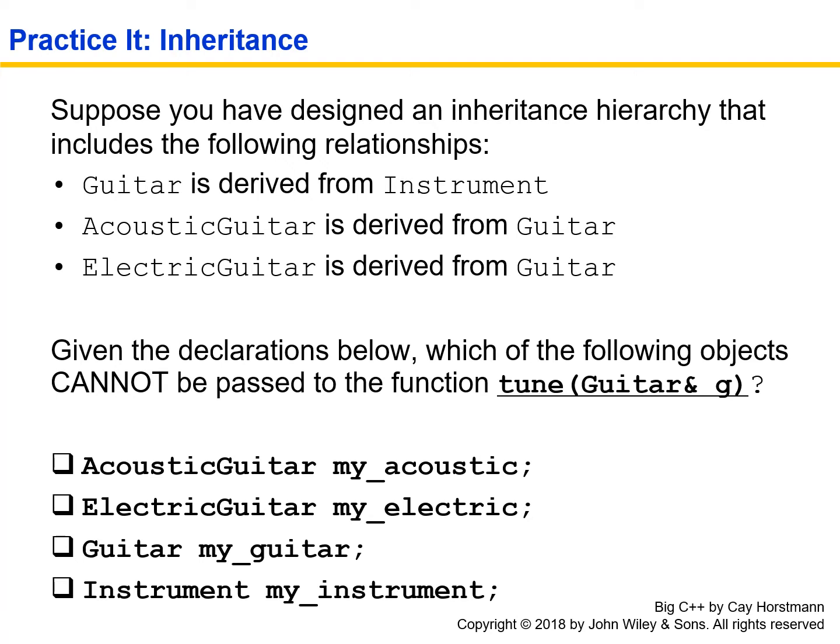My instrument, on the other hand, is a superclass of guitar. It will not have all of the properties that a guitar has, so the tune function wouldn't be able to work with it. So you couldn't pass a variable called myInstrument. Well, you could call it that. You couldn't pass an instrument type variable to the tune function as it's written here.